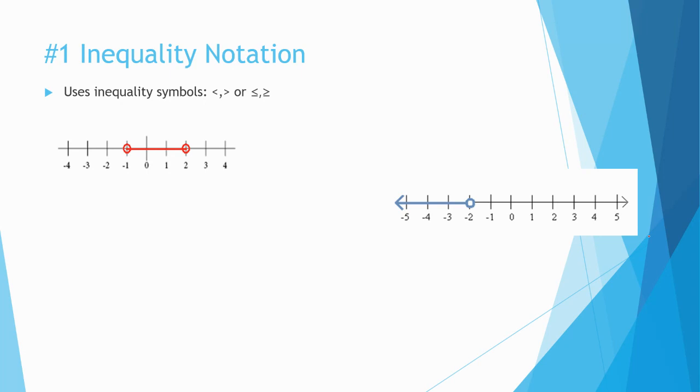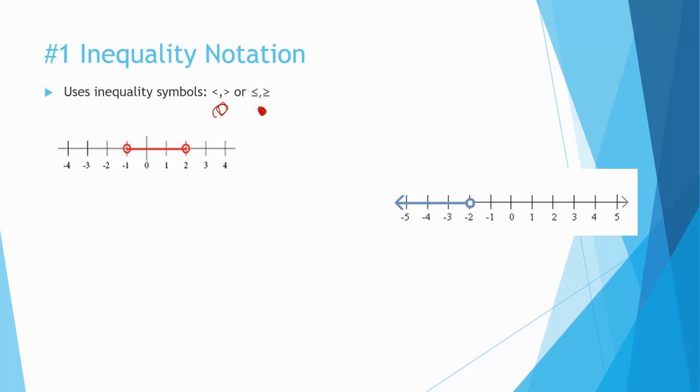Our first type of notation is called inequality notation, and it uses our inequality symbols. So we're using less than or greater than, less than or equal to, greater than or equal to. We know from way back that when you don't have the line underneath, your graph contains an open circle. When you do have the line underneath the equal to part, your graph contains a closed circle.